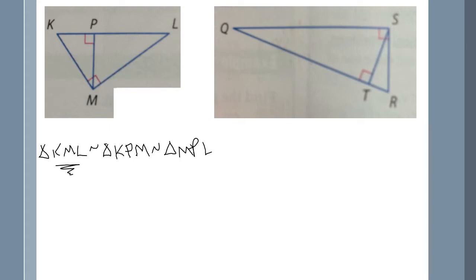Here we go, third time. Triangle SRQ, right? So we'll put the right angle first. SRQ is going to be similar to triangle... I'm going to do the small one, okay? So the small triangle here, this one right here.